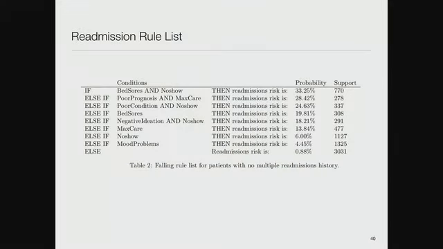So here's their readmission rule list. And it says, if the patient has bed sores and has a history of not showing up for appointments, then there's a 33% probability that they'll be readmitted within 30 days. If I think some note says poor prognosis and maximum care, et cetera. So this is the result that they came up with.